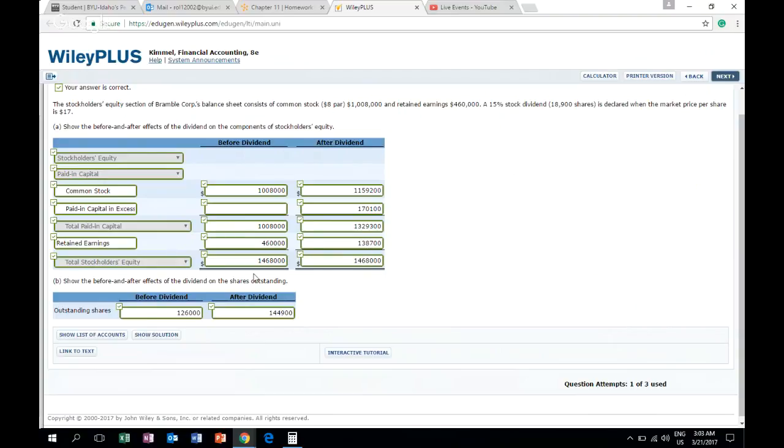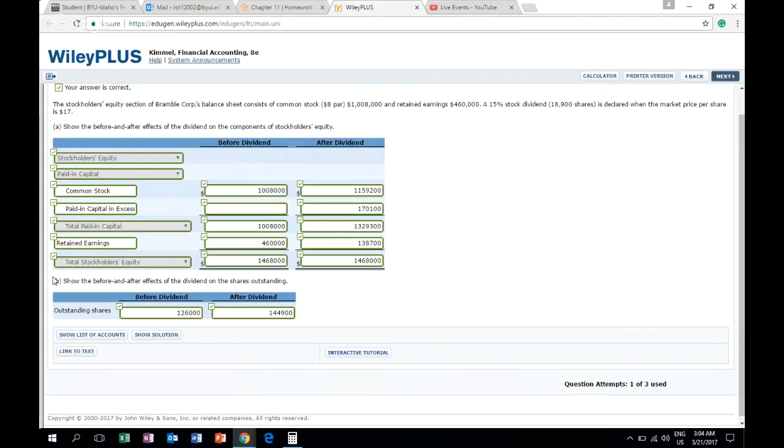And total stockholders' equity will be the sum of now these two numbers, which gives us the same number on both sides. That should balance before and after.